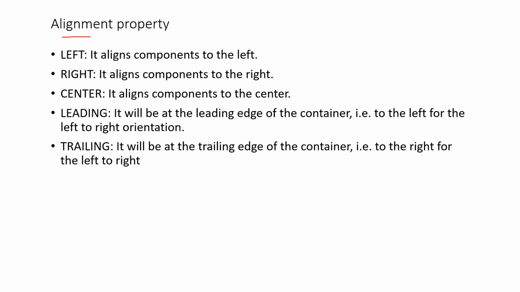Now the alignment properties for flow layout. First one is left, which aligns components to the left. Then right, which aligns components to the right. And center, which aligns components to the center. Leading will be at the leading edge of the container, to the left for left-to-right orientations, and trailing will be at the trailing edge of the container.